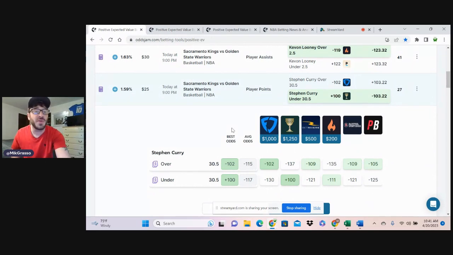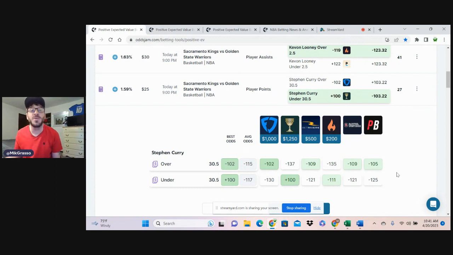Steph Curry, under 30.5 player points, is plus 100 on Caesars. FanDuel's got this at minus 130. Bet Rivers has got it at minus 121. Barstool as well at minus 121. PointsBet at minus 125. That is four sportsbooks that are favoring this side heavily and juicing it. They've taken everything into account, and they've got this priced at the minus 120, 130 range. We're finding plus 100 on this play on Caesars.